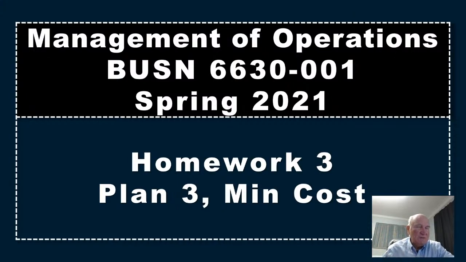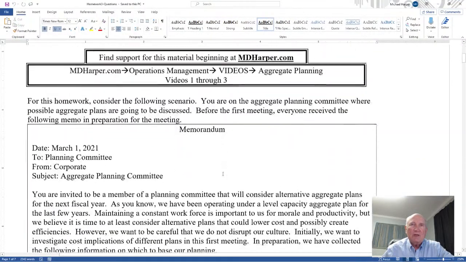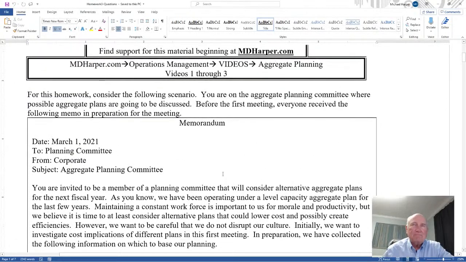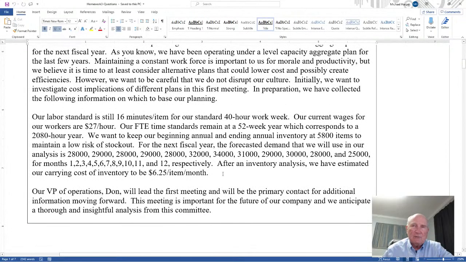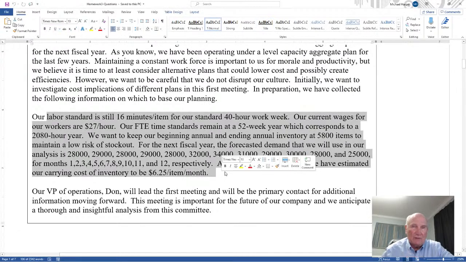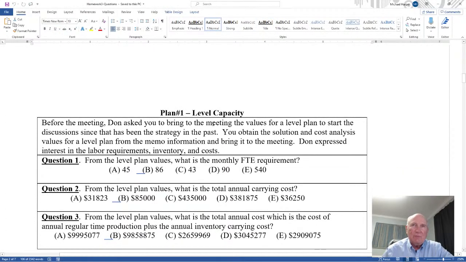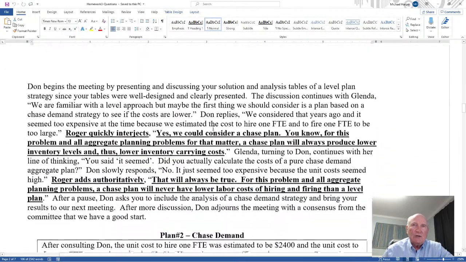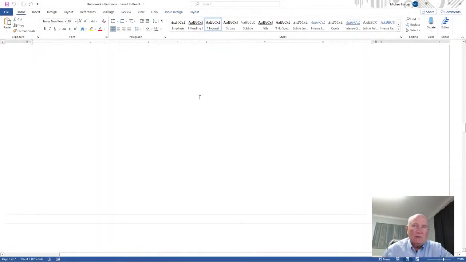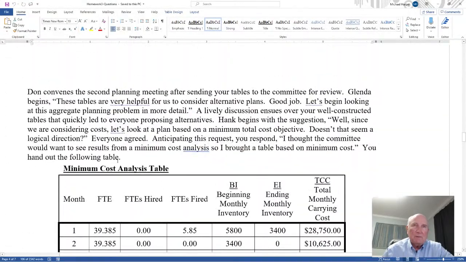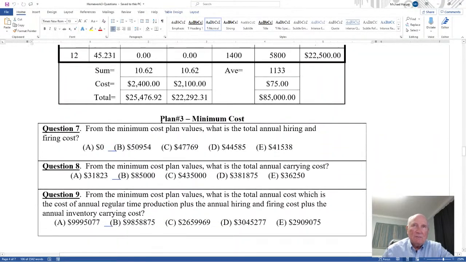So first, let's bring up the homework. And here's the homework. If we come down, we have the memo asking us to come to this planning meeting. In this memo, we're given the information, this paragraph that we need to start with. Then we start with a level capacity, Plan 1. Then we'll go to chase demand, which is Plan 2, and then we go to the minimum cost analysis table here and the minimum cost Plan 3. And this is what I'll be doing in this video.